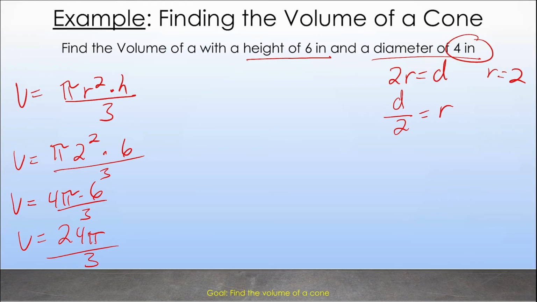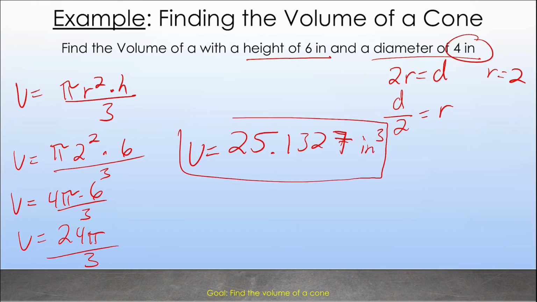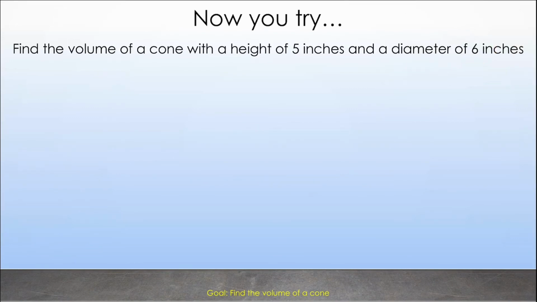These are all divided by 3. Alright, so I have 24 pi divided by 3. That gives me 25.1327 cubic inches. Okay, now you try. Find the volume of a cone with a height of 5 inches and a diameter of 6. So we know my radius is 3 here.